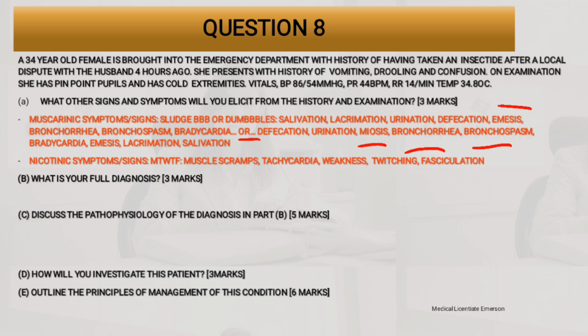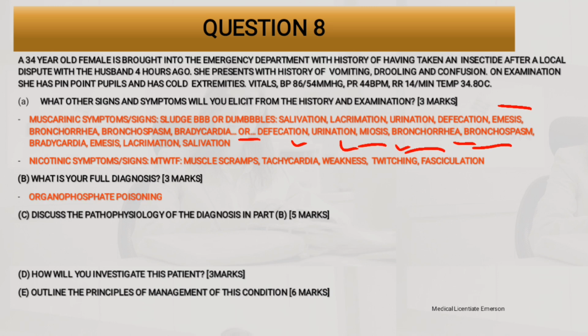Then for the nicotinic symptoms or signs, there is a mnemonic, which is Monday, Tuesday, Wednesday, Thursday, Friday. The MTWTF, which is muscle cramps, tachycardia, weakness, twitching, muscle fasciculations. These are the nicotinic symptoms you might want to elicit from the patient. So just remember we have the muscarinic and the nicotinic.